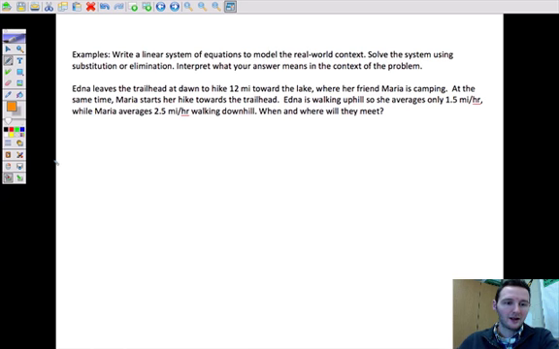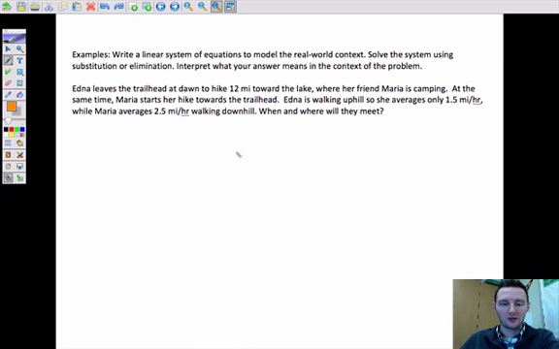So our example here is Edna leaves the trailhead at dawn to hike 12 miles towards the lake where her friend Maria is camping. At the same time, Maria starts her hike toward the trailhead. Edna is walking uphill, so she averages only 1.5 miles per hour, while Maria averages 2.5 miles per hour walking downhill. When and where will they meet?